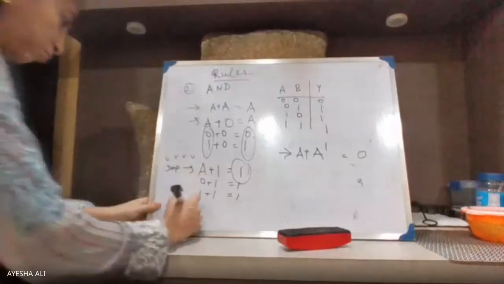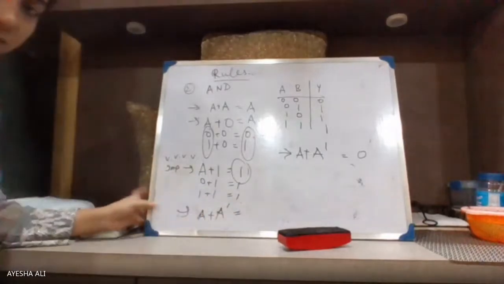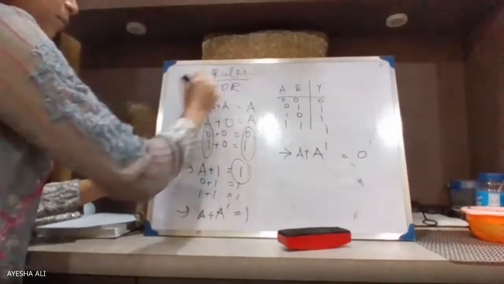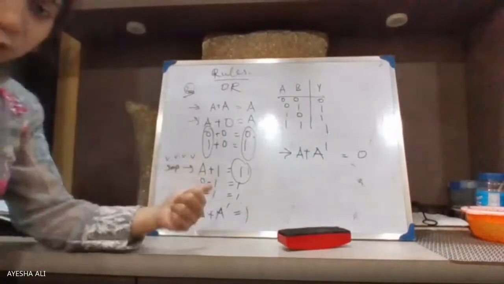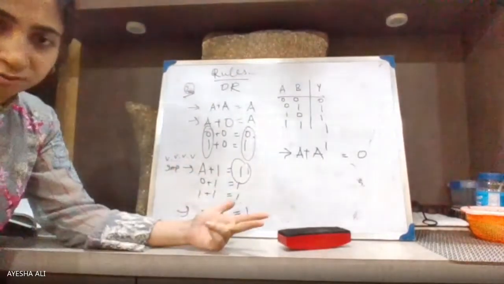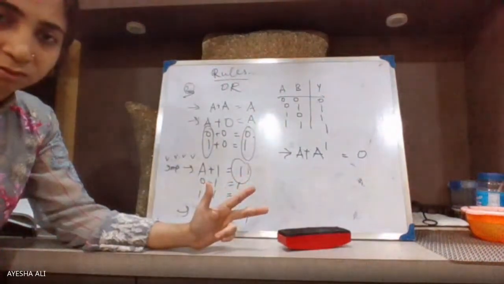Then we have A plus A complement. This will also be 1. Obviously 1. This was your OR. First one was complement, second one was AND, third is OR. Crystal clear?